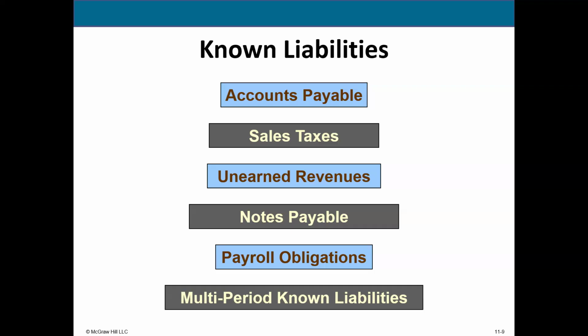These are all payables, so payroll obligations. And then what we call multi-period known liabilities. These are like long-term loans, like a mortgage or a lease. Yep. So these are all known liabilities. So we're going to talk about some of these a little bit more.